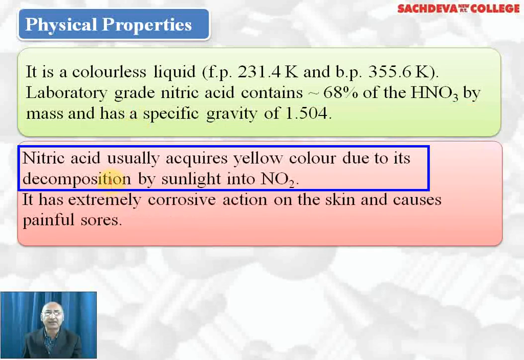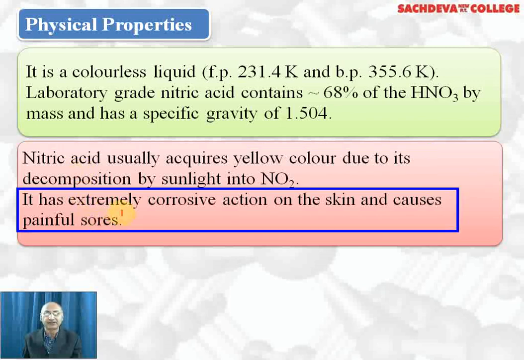Nitric acid usually acquires yellow color due to its decomposition by sunlight into nitrogen dioxide. Nitrogen dioxide is brown in color, which dissolves in nitric acid, imparting yellow color to it. If you want to remove this yellow color, we can heat nitric acid to 60 to 70 degrees centigrade and pass oxygen through it. So NO2 dimerizes to form N2O4, which gets oxidized to N2O5, and N2O5 gets dissolved in water forming nitric acid. N2O5 is the anhydride of nitric acid.